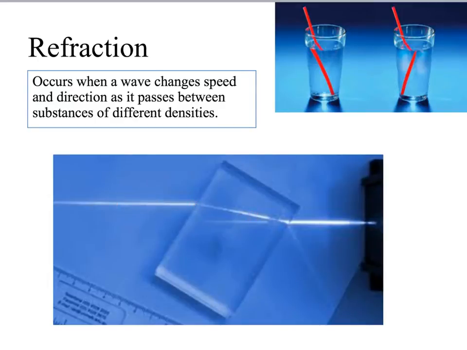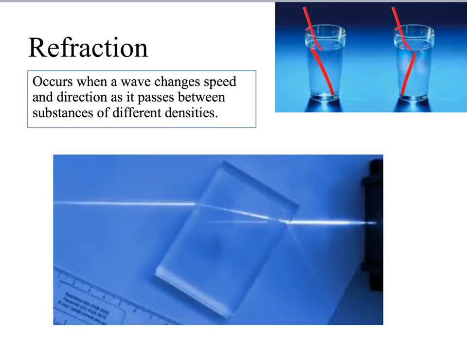And this is due to refraction. Now what's actually happening is when the light travels between the air and the glass, it changes speed. The light slows down because the glass is more dense than the air surrounding it. So when the light travels from one medium which is less dense to a medium which is more dense, it slows down. When the light slows down, it changes direction.